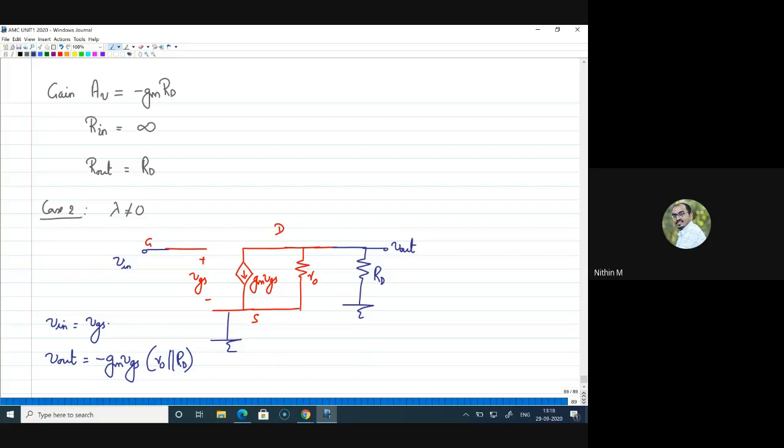So what is the small signal gain? The new gain, for the second case, is minus gm into r0 parallel RD. Now what is our input impedance? That is the same, infinity. What is output impedance? Previously it was RD, now it is r0 in parallel to RD. Right. These are the cases. So the analysis can be done the same as before. Right.